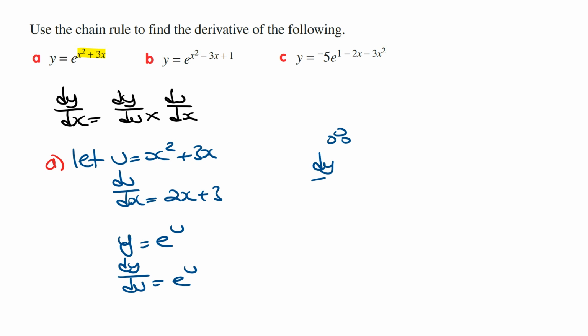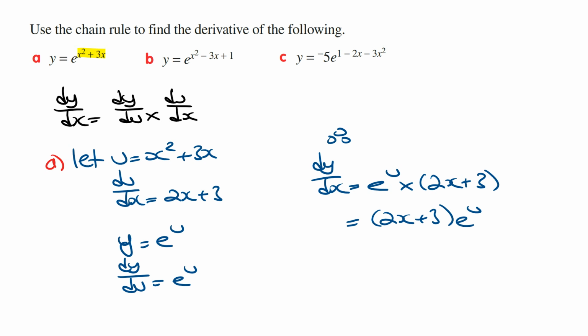And so dy dx is going to be dy du, which is e to the u, times du dx, which is 2x plus 3. Rewriting this is the same as 2x plus 3 times e to the u. And now all we have to do is replace u as a function of x, and so this is going to be 2x plus 3 times e to the power of x squared plus 3x.